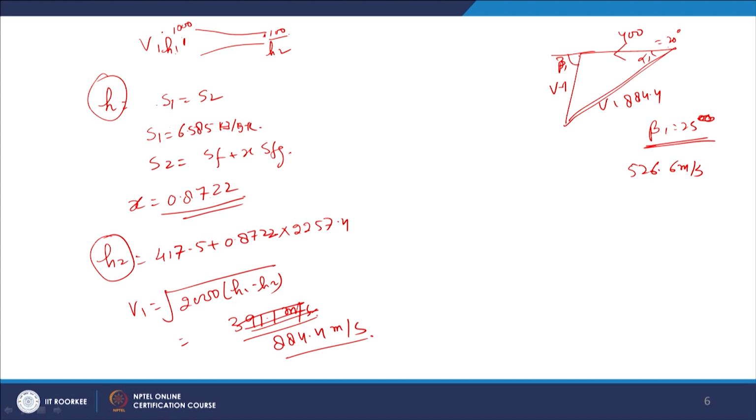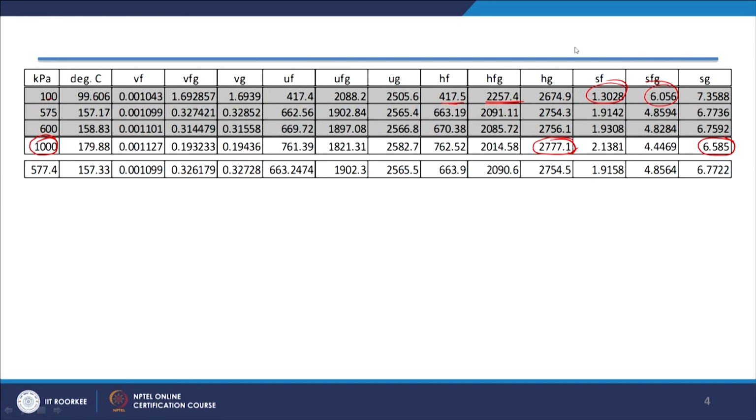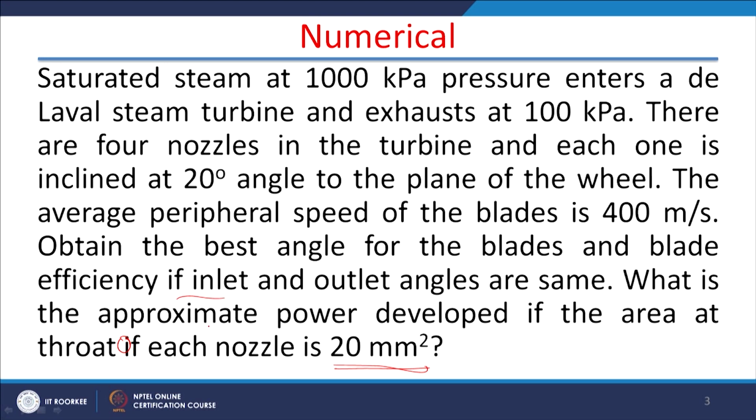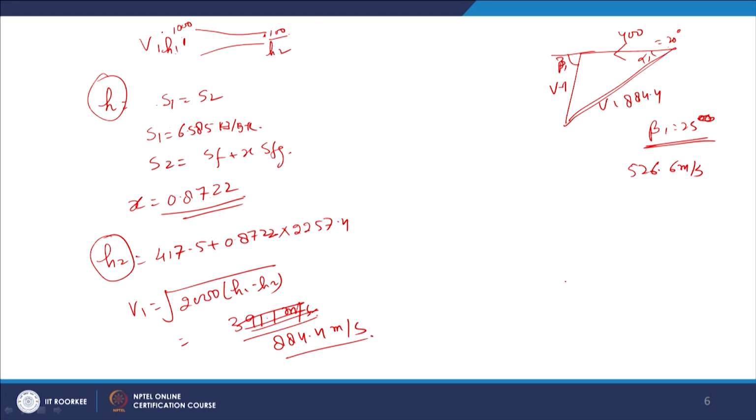Now here, in the problem it says the blade inlet and outlet angles are the same. In this case, the Vw component of this triangle is V1 cos alpha 1. If we take V1 cos alpha 1 and multiply it by 2, we will get the Vw component. So the Vw component is going to be 862.7 meters per second. Now once we have the Vw component with us, this is about the turbine.